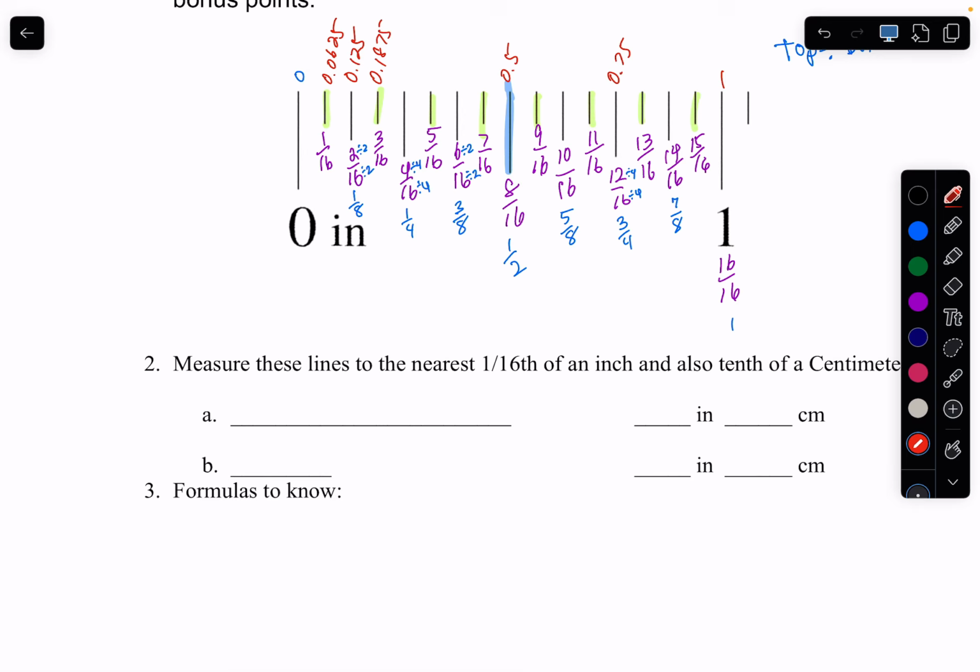Let's measure just these lines with the inches part of our ruler. Write down what you think you're going to get. I'll do mine too, because I need to do it on paper. Make sure you're using the 0 mark.